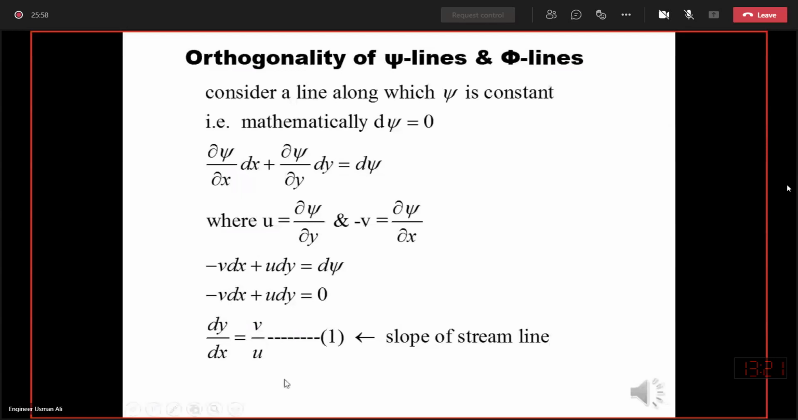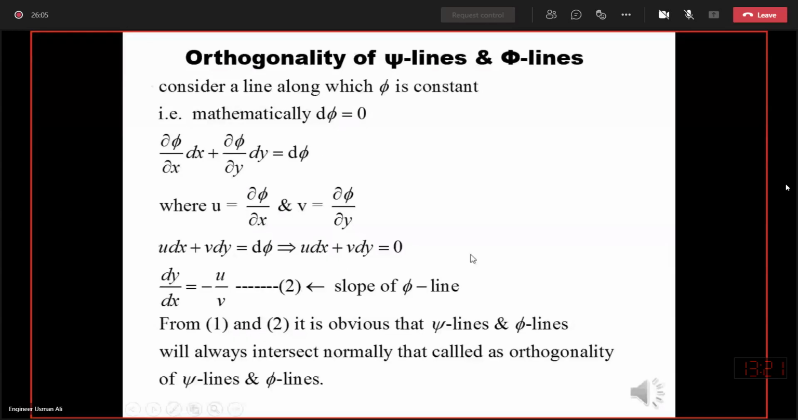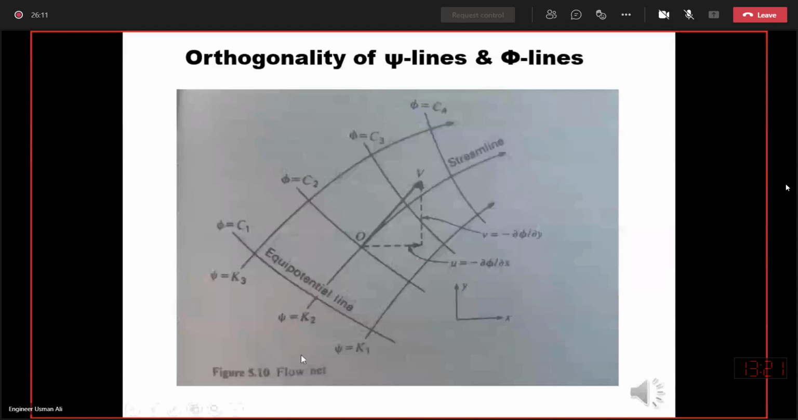So from there, we concluded that psi lines and phi lines cross each other normally, they intersect each other normally. So this is what is shown: the network of streamline and equipotential lines, the flow net. And if you see, these are the streamlines and these are the equipotential lines. So wherever they are intersecting, we have the 90-degree angle, the normal intersection of the phi line and the psi line.